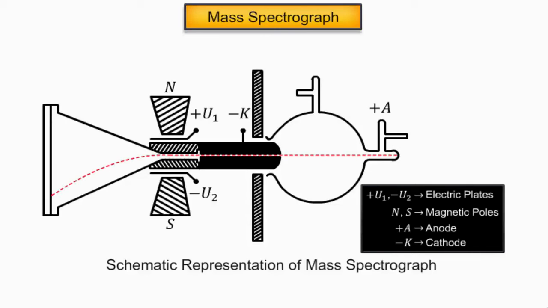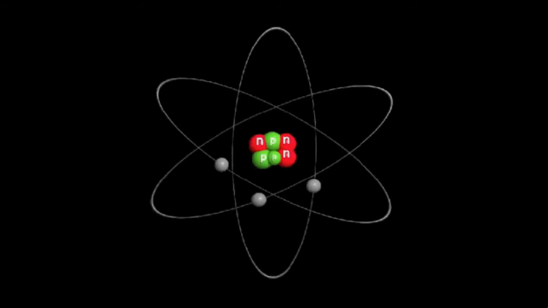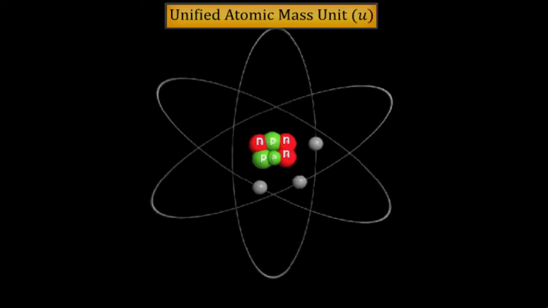The usage of the unit kilogram is not convenient for measuring the masses of particles like atoms or molecules. Hence, for measuring the masses of particles like atoms or molecules, a convenient unit called the Unified Atomic Mass Unit, referred to as AMU in short, was established. The symbol of Unified Atomic Mass Unit is u.